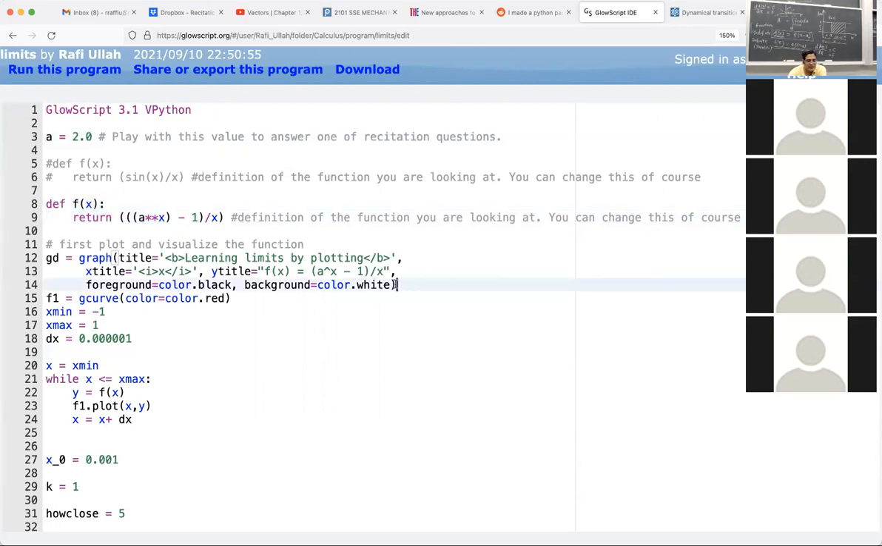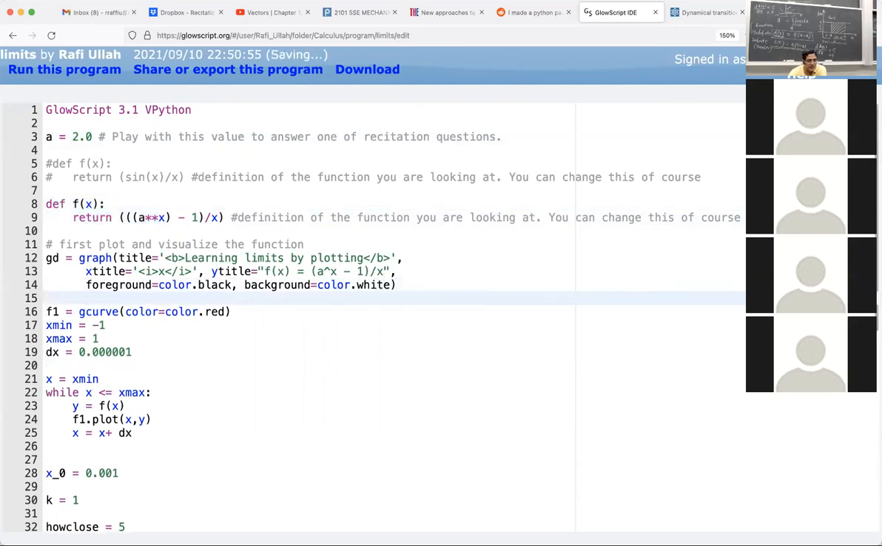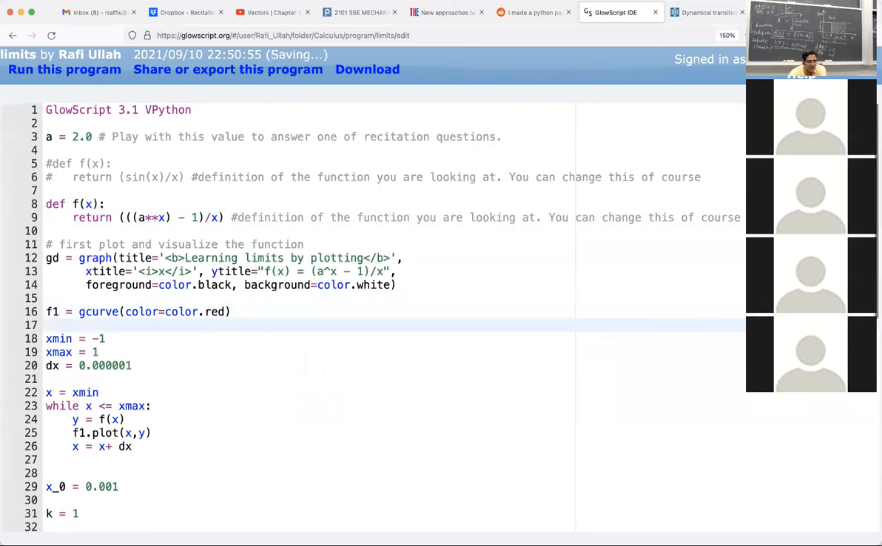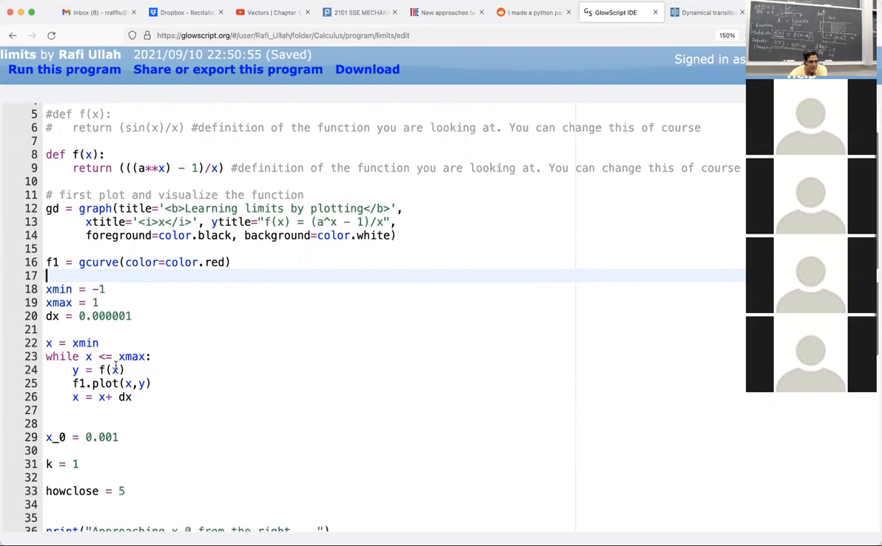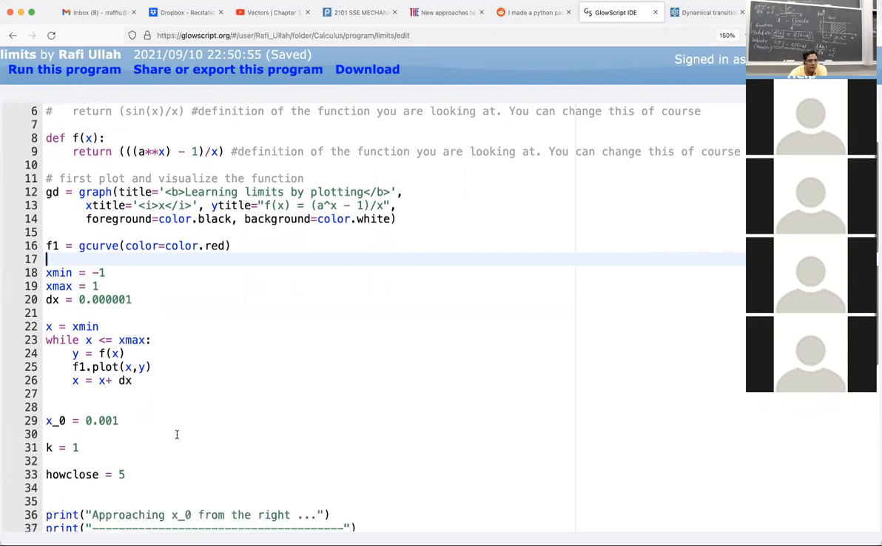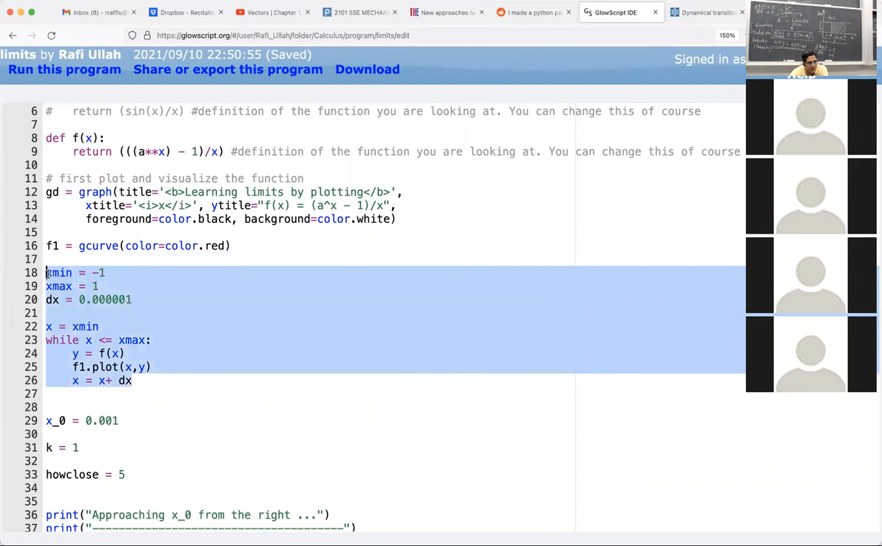This again here is just the aesthetics. And then next is the object that gives us the figure window. Then comes the range. So we are plotting it between -1 and +1. That's the dx, the interval between points. And then this is again the same loop. And the very first thing would just give us the plot of the function. How does this function look like?